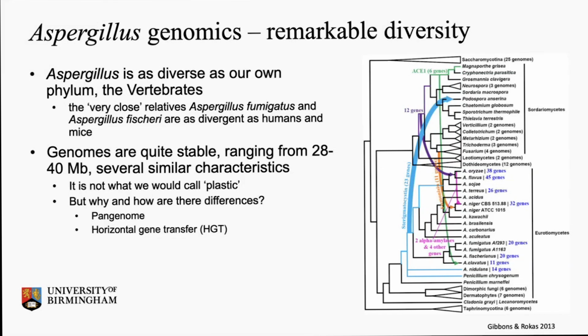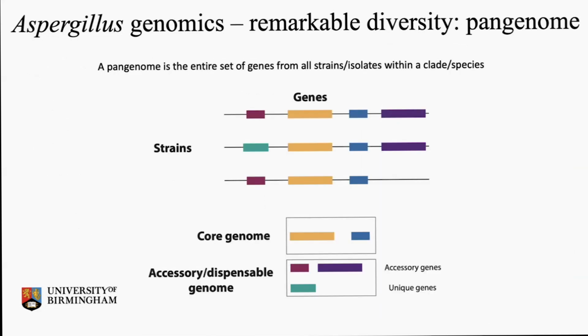The genomes are quite stable. They're not what we would define as plastic, so they don't tend to display a lot of aneuploidy, which we do see in, say, Candida and Cryptococcus species. But there are a lot of differences, as we can see, and the reasons for this are pangenome variation, but also horizontal gene transfer. Just as a little primer, the pangenome is the entire set of genes from all strains or isolates within a clade or a species.